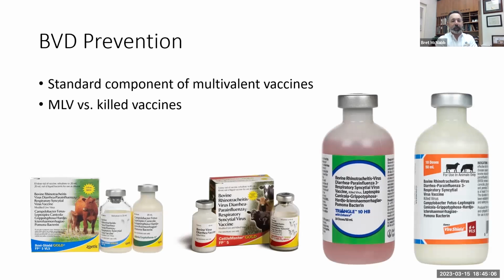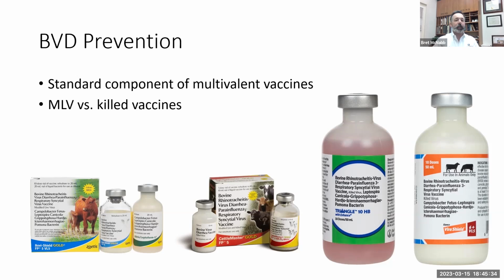Prevention, we have a lot of vaccines that include BVD, both type 1 and type 2, both modified live and killed vaccines. We often see a more robust immune response when we use a modified live vaccine before pregnancy. But the killed vaccines do a good job too. And for future boosting of adult cows, killed vaccines can be quite good too.